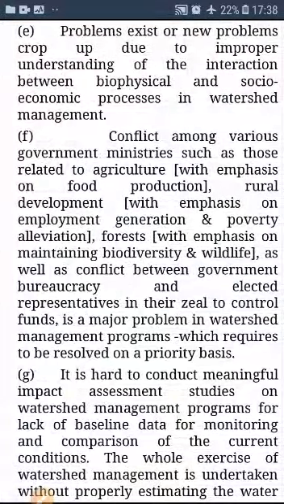Problems exist or new problems crop up due to improper understanding of the interaction between biophysical and socio-economic processes in watershed management. If there is improper understanding, if there's no understanding between the workers doing the job there, it's a major problem. It's also a problem of watershed management.